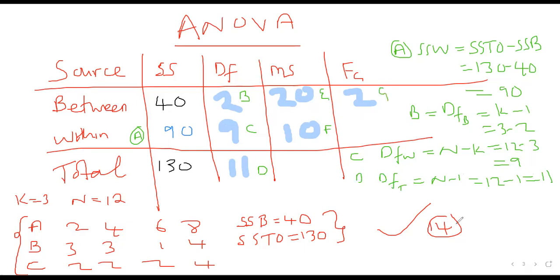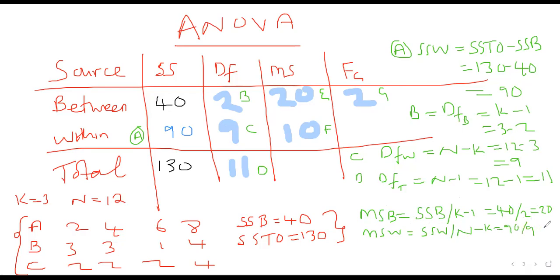How did we find our E? Our E is called what? Our E is called our mean of square what? Mean of square between. So mean of square between is simply found by sum of square between divided by k minus 1. So we just simply divided 40 over 2 to get 20. Then here our mean of squares within is simply sum of square within over n minus k. So here it will be 90 over 9 to get 10.